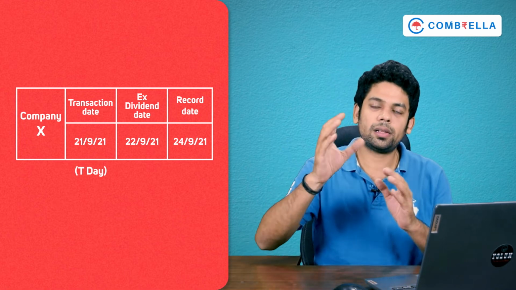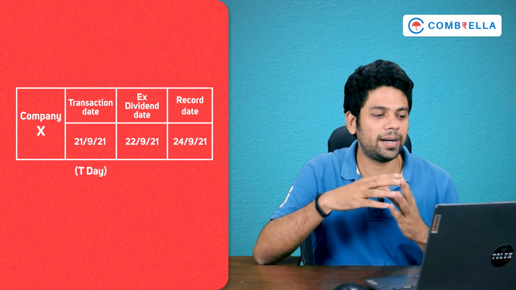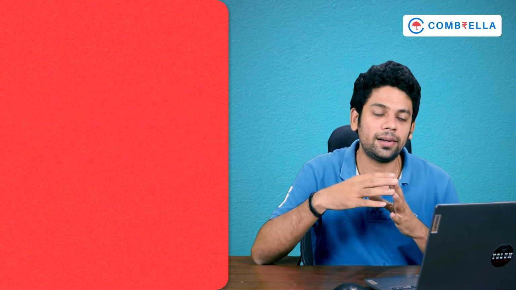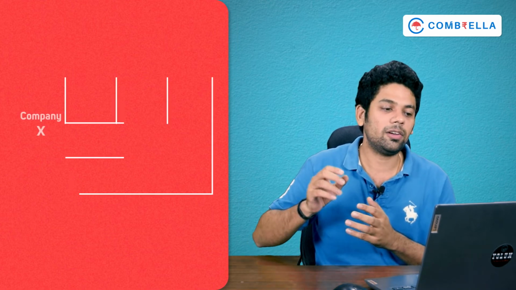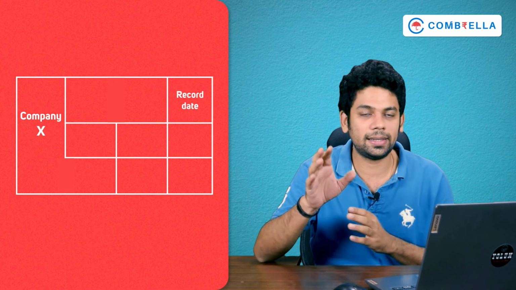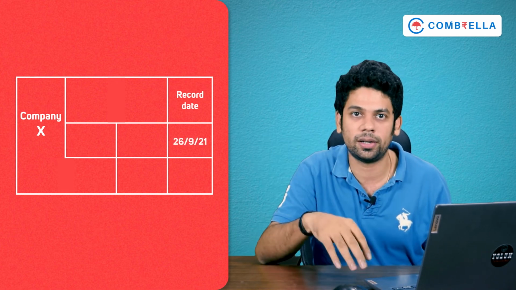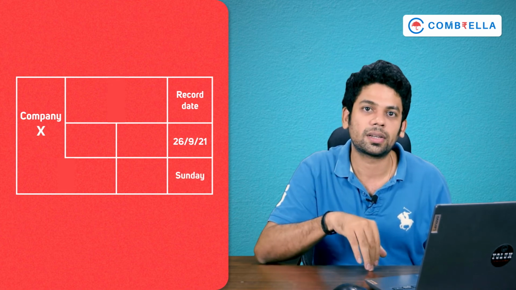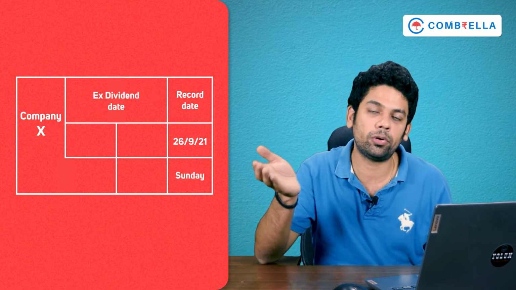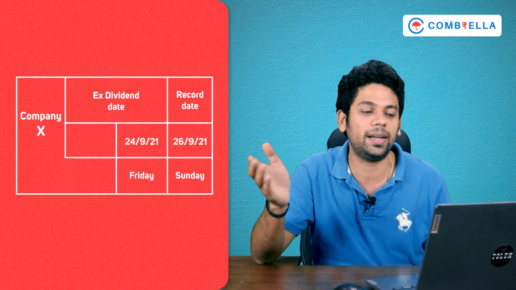Now friends, another important thing which you need to keep in mind is, suppose the record date falls on a Saturday or a Sunday or a national holiday, then the ex-dividend date will be changed accordingly. Let us take an example. If the record date fixed by the company's board of directors is 26th of September 2021, which falls on a Sunday, then the ex-dividend date will be 24th of September, which is a Friday.